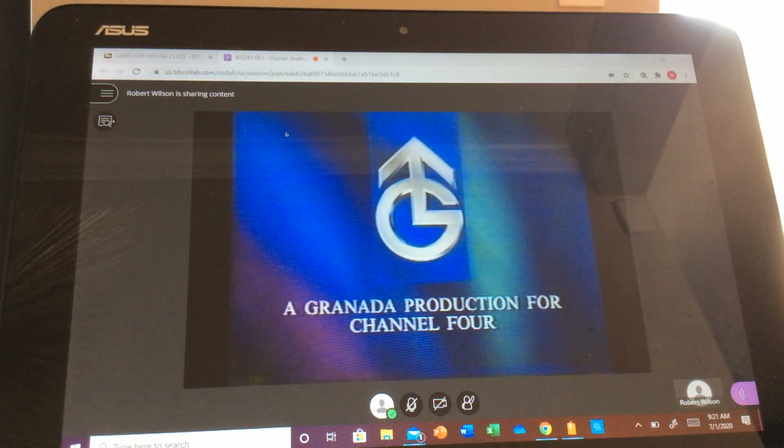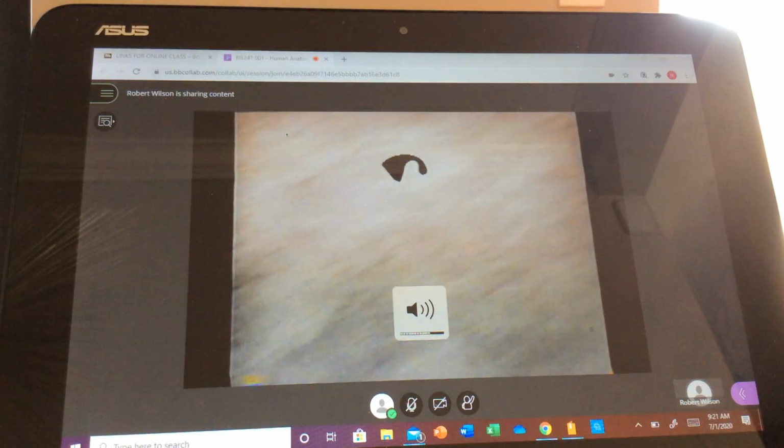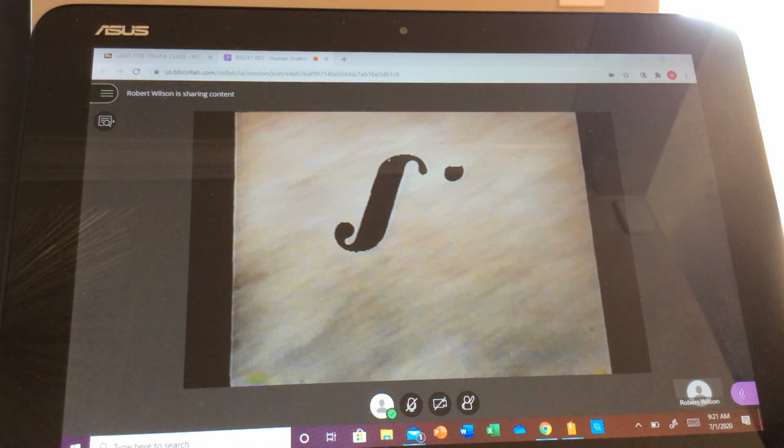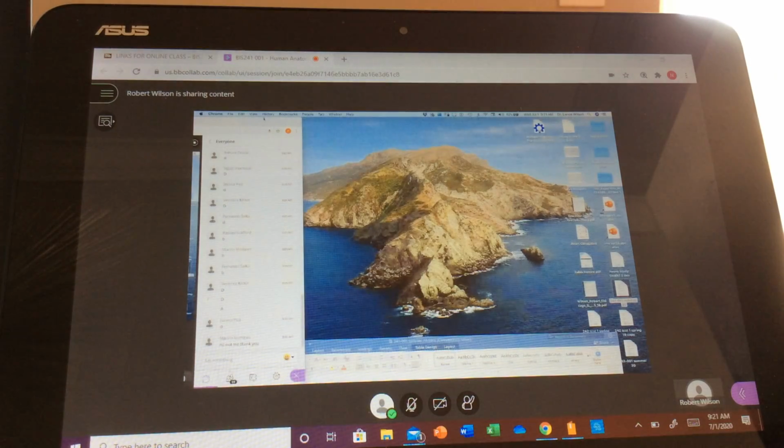All right, that gives you a pretty good idea of how the brain input output works and how damage to the brain can cause serious problems. Come on, I'm trying to get my screen to work here.